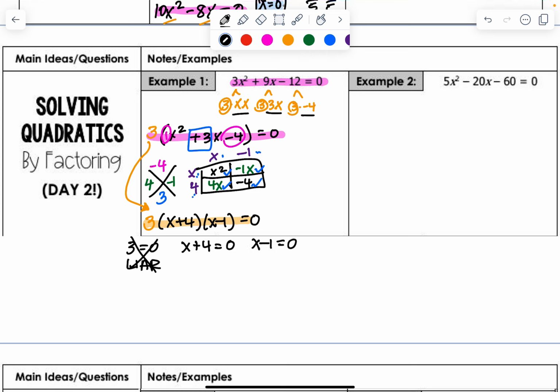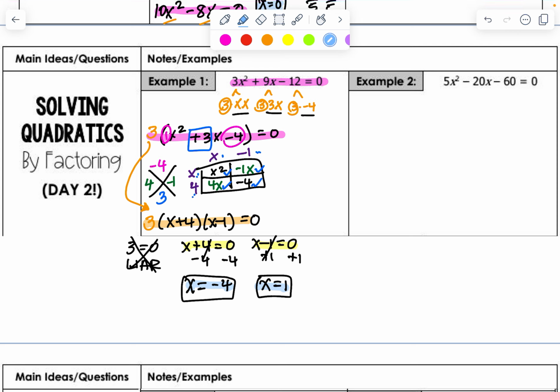Set x plus 4 equal to 0. And upon solving, I find that x is negative 4. Set x minus 1 equal to 0. I get x is equal to 1. And I've completed my tasks for solving via factoring. Cool!